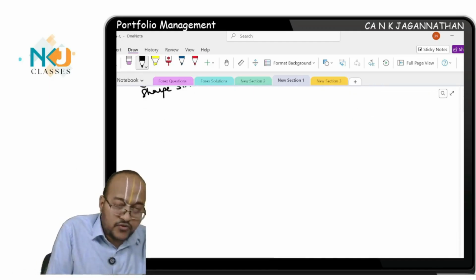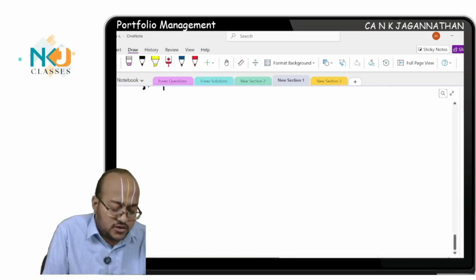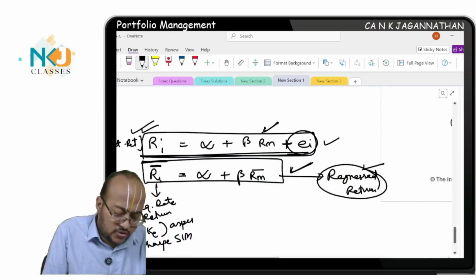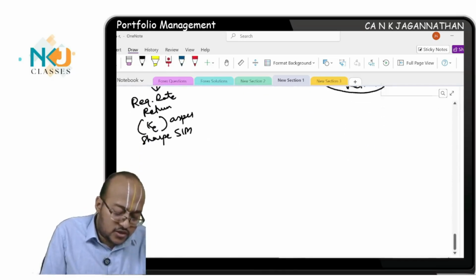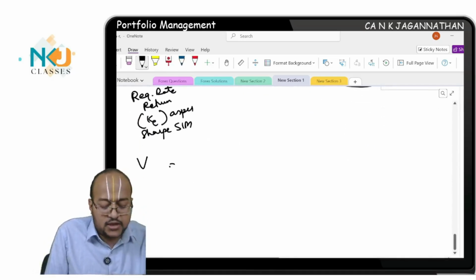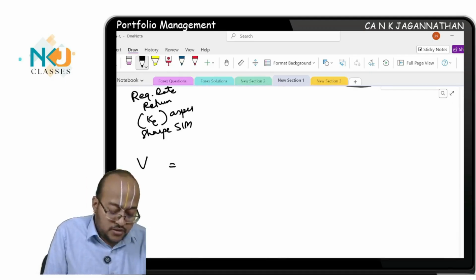Next what we understood is how to find the risk of the security. This is the return of the security. This is the actual return of the security. This is the expected return or required return of the security. Now, risk of the security, in terms of variance we measured. How did we get the risk of the security? Very simple. Risk of the security is what?